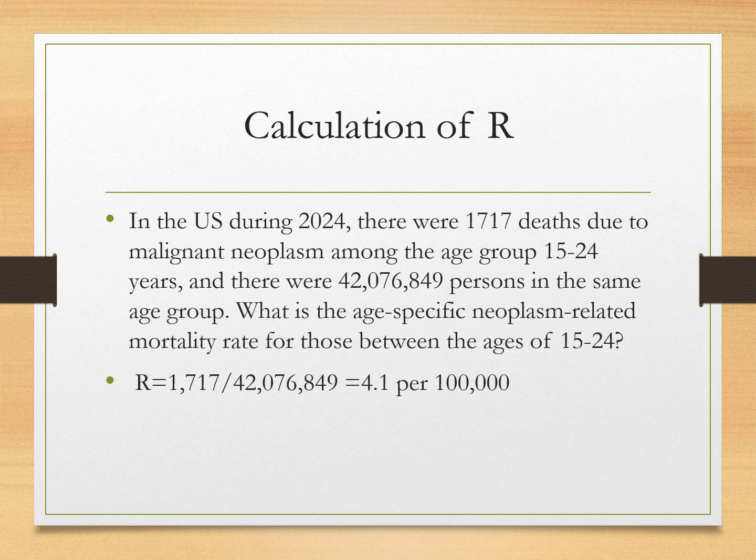So it's very simple, right? Everything is formula based. So when you calculate R using the right formula, your age-specific rate for those between the ages of 15 to 24 should be 4.1 per 100,000.